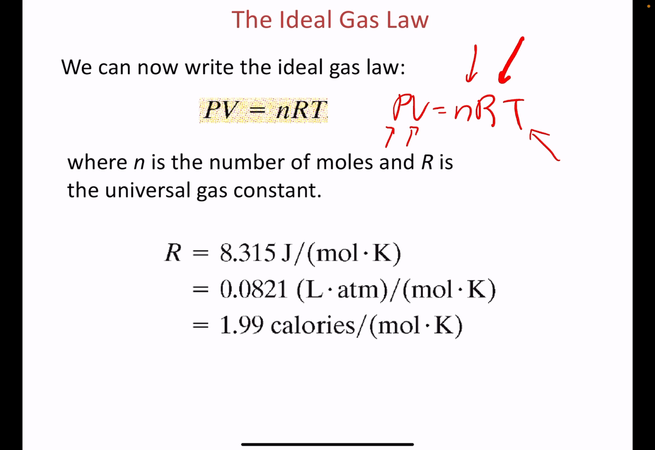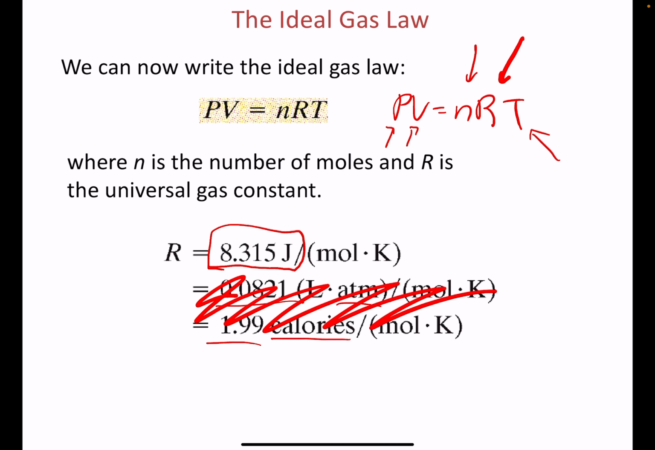And then R is just a constant. R is equal to this. And again, I'm not going to try to do some confusion by converting units. We're always going to use that number. There are other things, depending on what pressure we're talking about or what energy we're talking about. We're not going to deal with them. That's our R every time, 8.315.